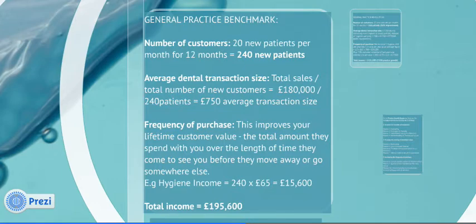Look at the frequency of purchase. So the total amount they spend with you over the length of time they come to see you. So for example, let's just say it's their first year in practice, 240 customers times £65, it's £15,600. Okay, so total income, £195,600.